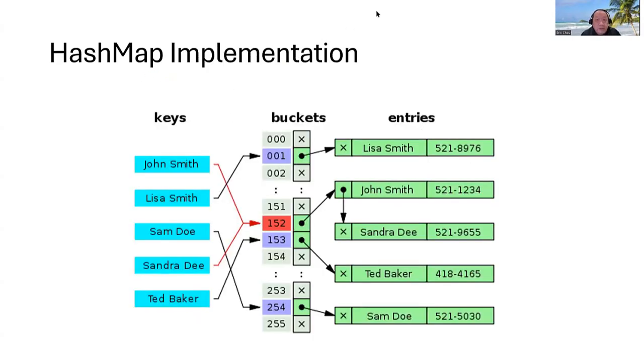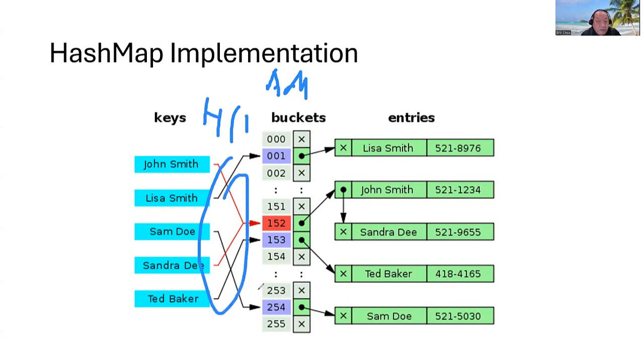So this is a hash map. There's Jiang Smith, Lisa Smith, Sam Doe, Sandra Doe, Ted Baker, and each one of them hashes to a different location. The key is hashed to some address. Inside here, there is a hash function to do the conversion, so you hash to a location. If somebody hashes to the same bucket, they give you the key and the value: name and phone number, name and phone number, name and phone number.